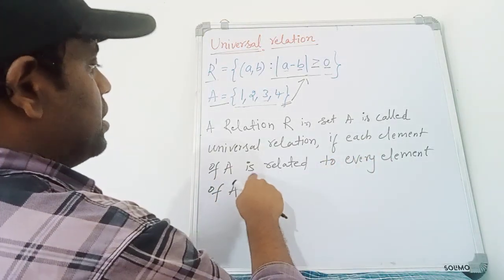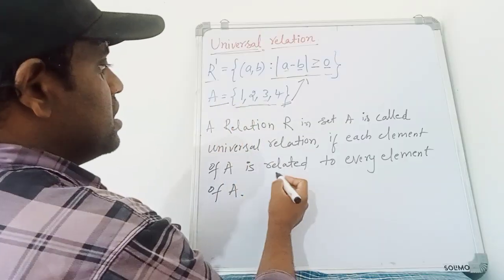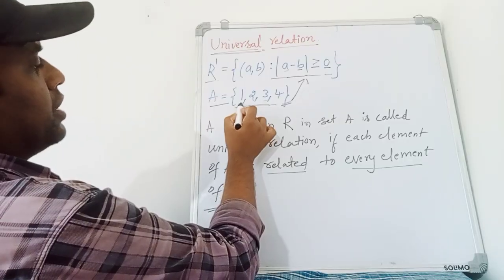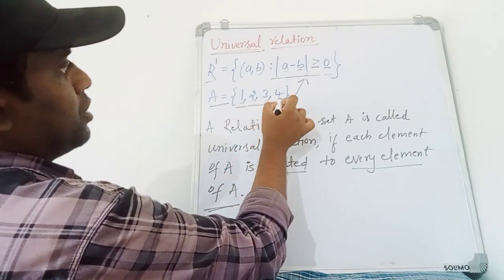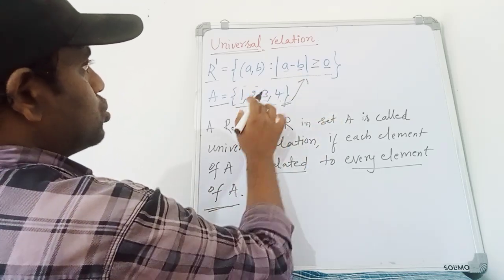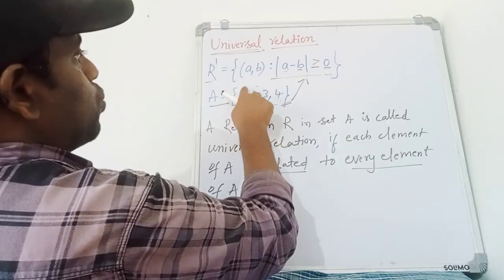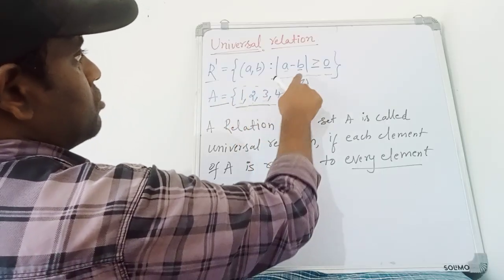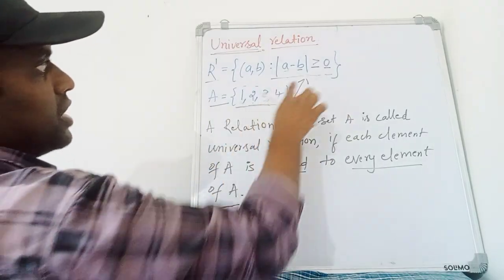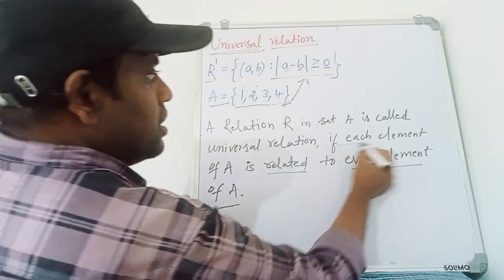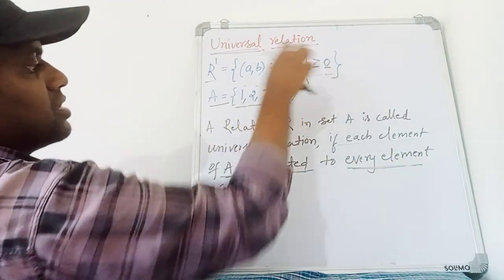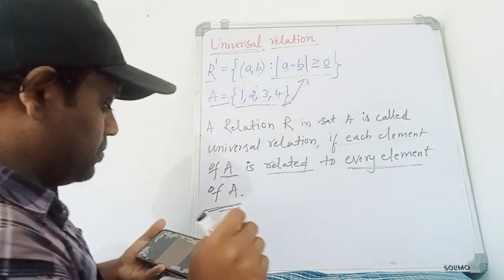So if you take any element of this set A, it is related to every element of A. If you take 1, it is related to 2, it is related to 3, it is related to 4. According to this condition, if you take 1 minus 2, this condition is satisfied. If you take 1 and 3, 1 minus 3, this condition will be satisfied. If you take 1 and 4, 1 minus 4, that also will satisfy this condition. That is the meaning: each element of A is related to every element of A. All numbers satisfy this condition. So this is the definition.